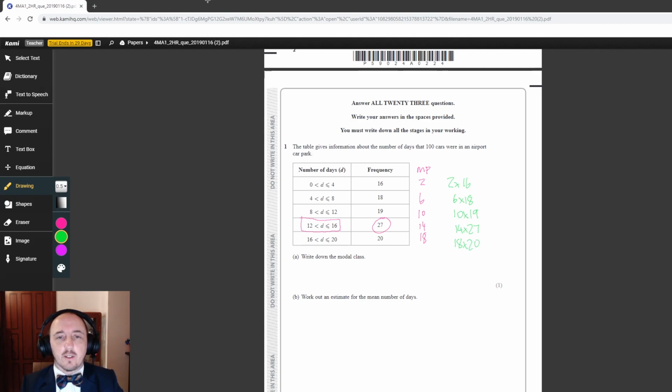Once we've done all of those 5 calculations, we're going to add those up, and we get 1068, and we divide by the total frequency. So the total frequency, it tells us in the question, is 100. So we're going to do 1068 divided by 100, and that gives us our mean number of days of 10.68.